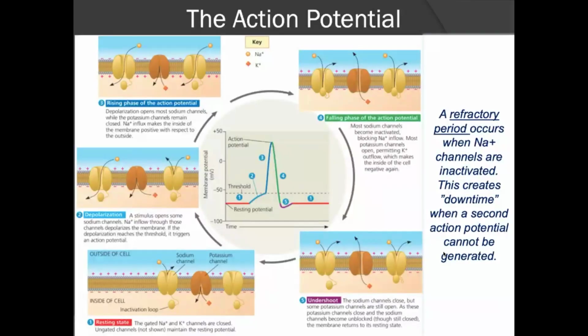We're now going to take a look at the different phases of the action potential. We begin with the resting state. Note that in the resting state, the gated channels for sodium and potassium are considered closed. Note that the ungated channels, like the ion channels for sodium-potassium and the sodium-potassium pump, are all open to help maintain the resting state. When a stimulus is encountered, this will open some of the sodium channels. This will cause sodium to flow into the cell and depolarize the membrane, causing it to become less negative. If this depolarization reaches the threshold of negative 55 millivolts, this will trigger the action potential.